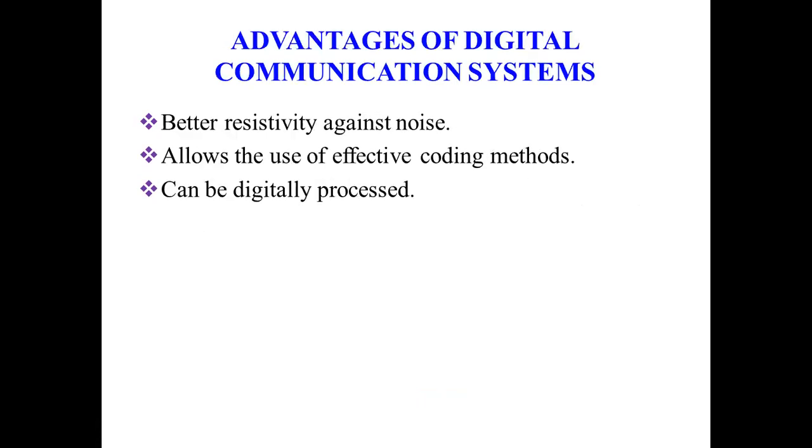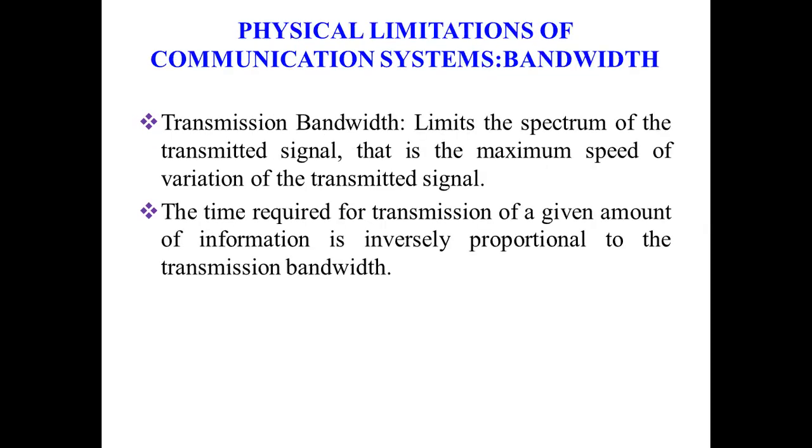Now, what are the advantages? The advantage of digital in comparison to analog is that we can use coding methods. As I told you, it can be digitally processed with the help of computers, and because it is sampling at particular points and not taking everything, it has better resistance against noise. Now the physical limitations: again, I told you about bandwidth.